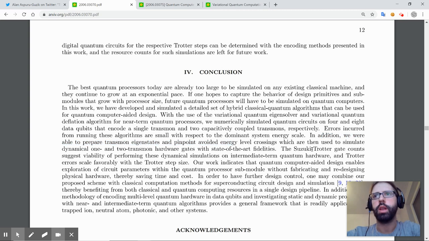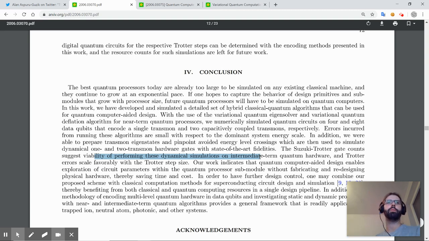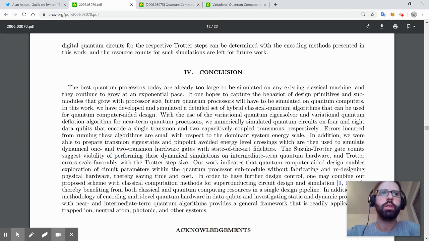The Suzuki-Trotter gate count suggests viability of performing these dynamical simulations on intermediate-term quantum processors, and Trotter errors scale favorably with Trotter step size. Our work indicates that quantum-aided design enables exploration of circuit parameters within the quantum processor submodule without fabricating and redesigning physical hardware.